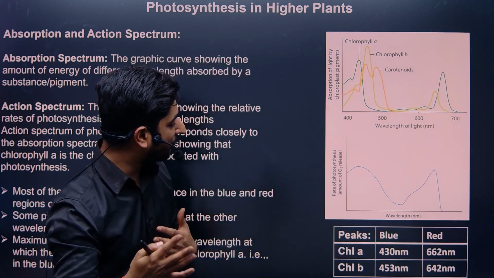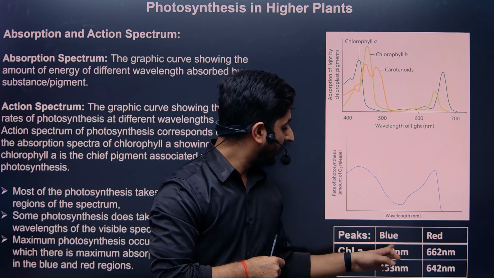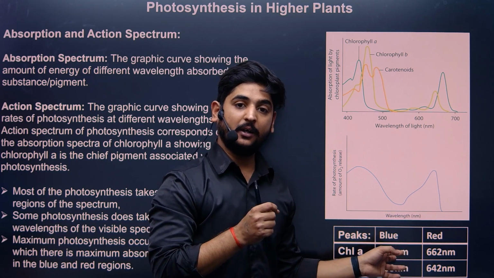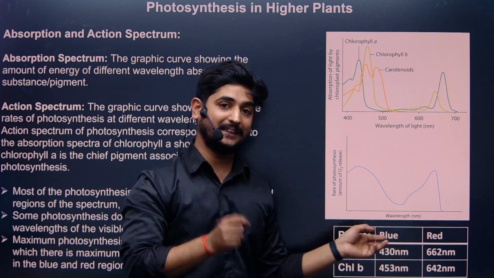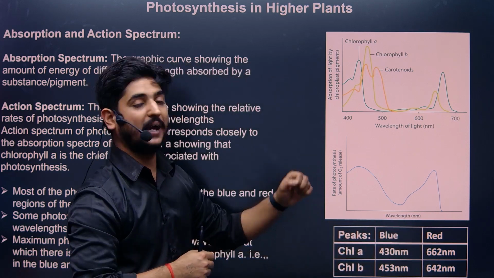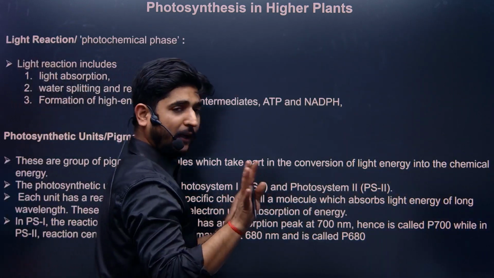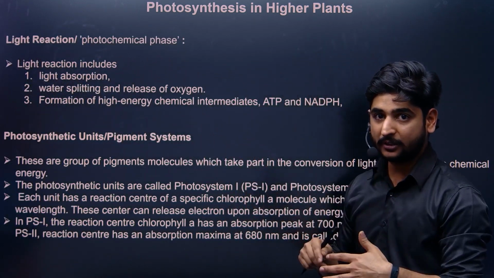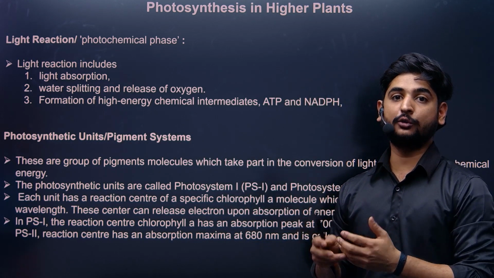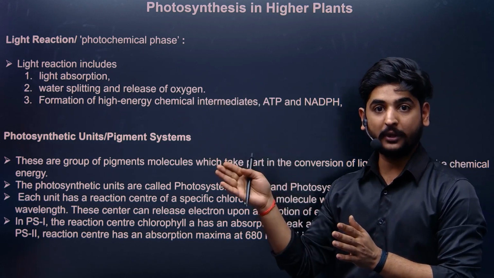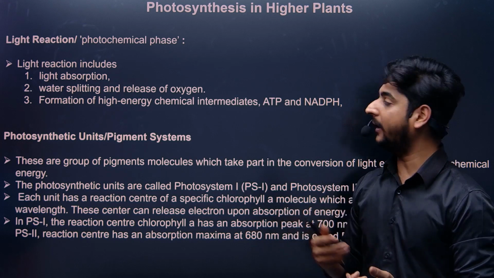Okay, what are the peaks of chlorophyll A? Chlorophyll A has a peak in the blue region at 430 nanometer, whereas chlorophyll B has a peak at 453 nanometer. In the red region, chlorophyll A has absorbance at 662 nanometer, whereas chlorophyll B has an absorbance at 642 nanometer. Guys, now we already know about light reaction. Light reaction means absorbance of light, splitting of water, using that electron and protons to generate an electrochemical gradient or proton gradient, and using that proton gradient to generate energy intermediates ATP and NADPH.